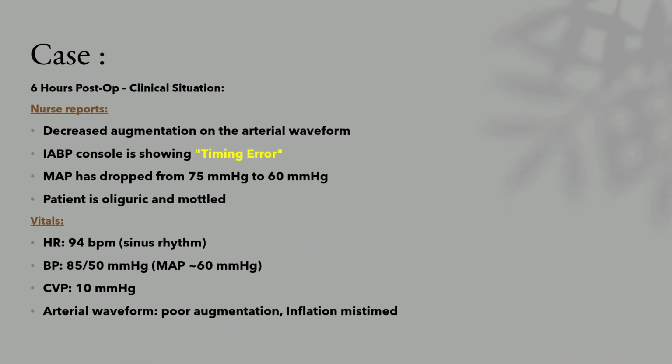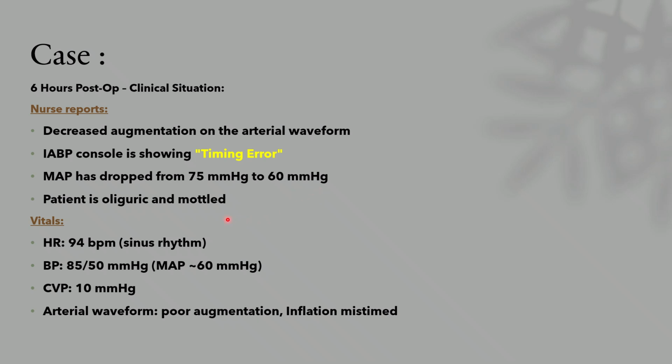Here, I will not show any console or anything to interpret, because I explained before, but I will give the clinical summary of the case. The patient, 6 hours post-op, has this clinical situation. The nurse reports there is decreased augmentation on the arterial waveform, and the intra-aortic balloon pump is showing a timing error. The MAP dropped from 75 to 60 millimeters of mercury.